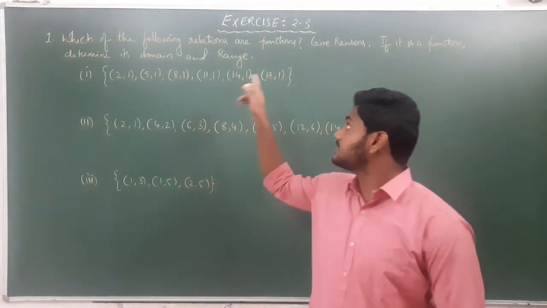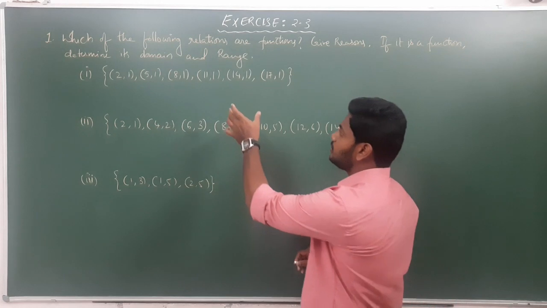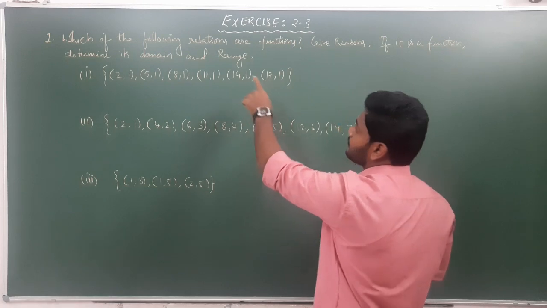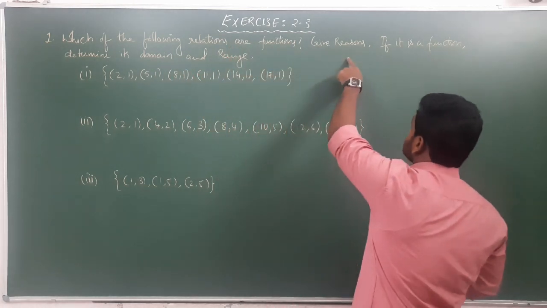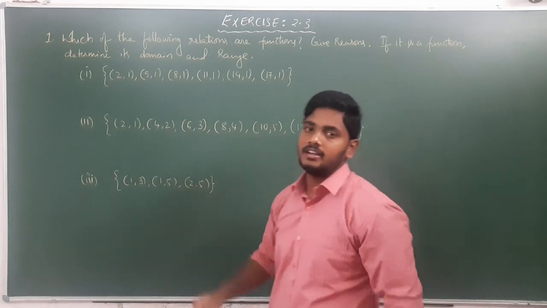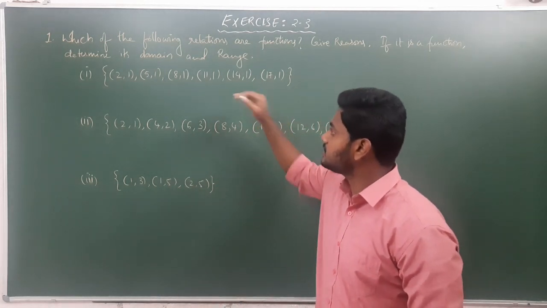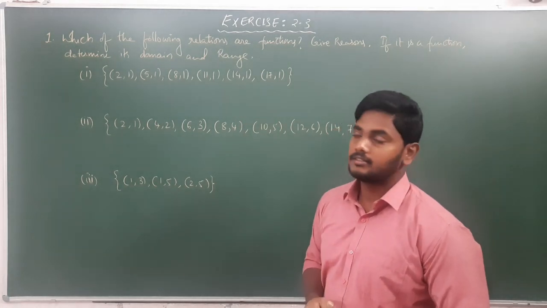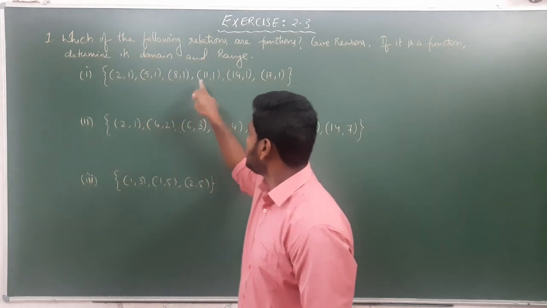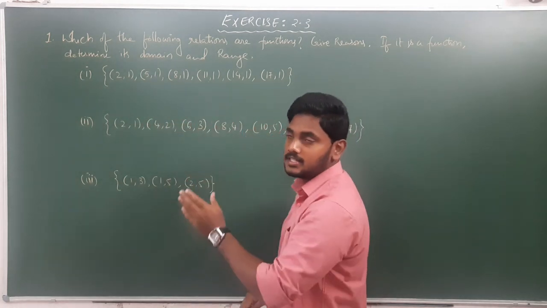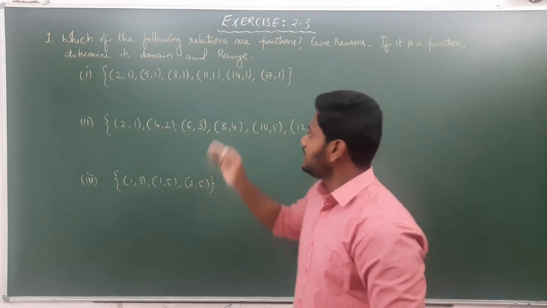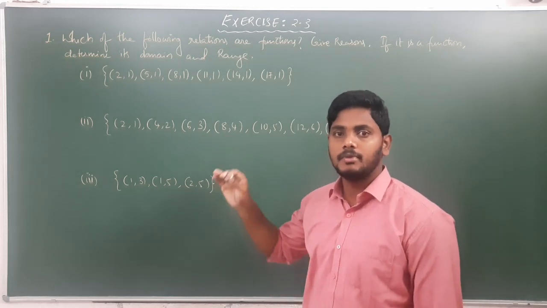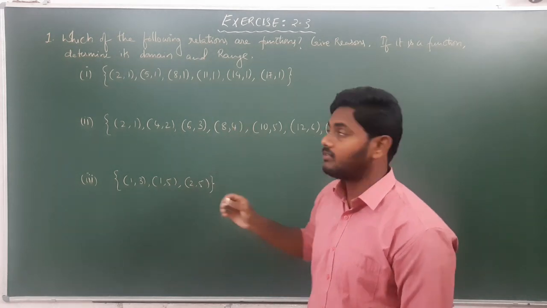This is the first question of exercise 2.3, as I said, which is based on ordered pairs. They have given one relation in terms of ordered pairs. Which of the following relations are functions? Give reasons. If it is a function, determine its domain and range. First of all, we need to tell whether this relation is a function or not. A relation will satisfy as a function if every element of set A, nothing but the first element belonging to the first set, the second element belonging to the second set, every element of the first set should have one and only one image in set B, nothing but the second set. Then we will consider that as a function.